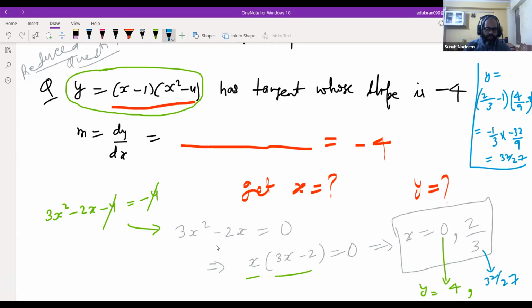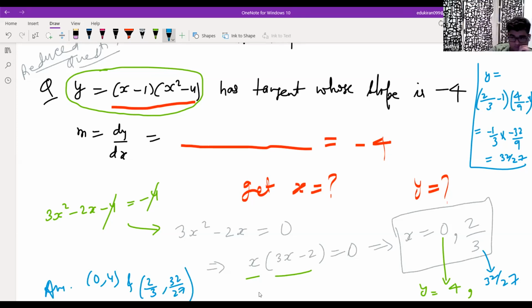So there are 2 points. One is 0, 4, and another point is 2 by 3, 32 by 27. Is there an option given like this? Yes, sir, there is. This will be your answer. If you can write this down.